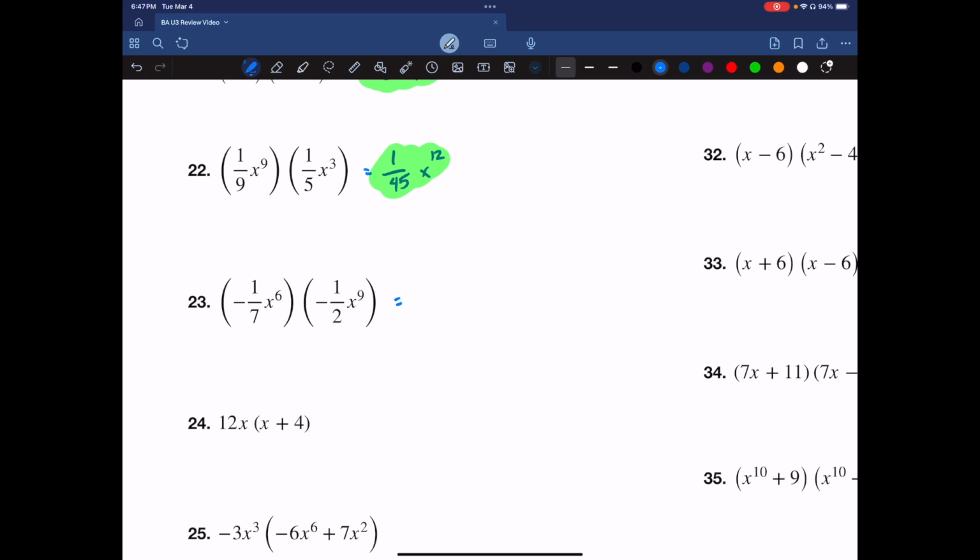Notice you have two negatives. This is going to be positive. Again, multiply across the top, multiply across the bottom. So this is going to be 1 over 14. And 6 plus 9 is 15, so this would be x to the 15th. And the answer is positive.